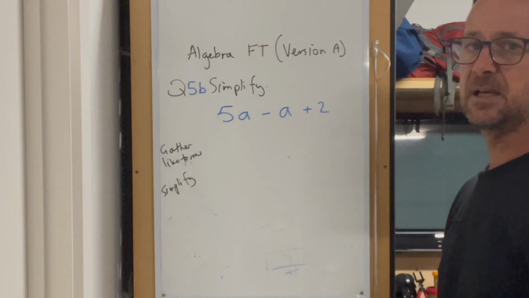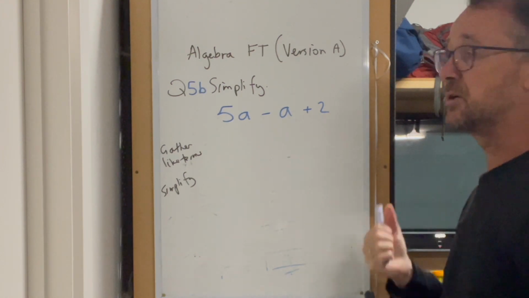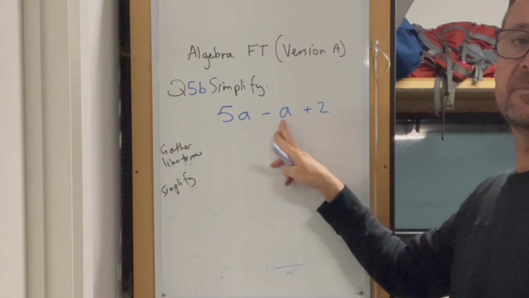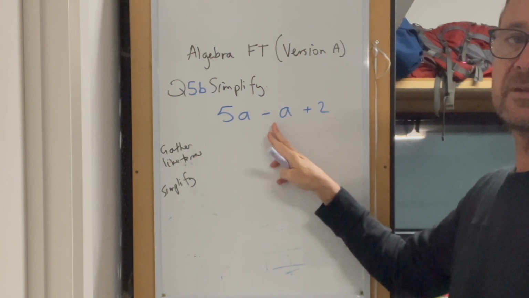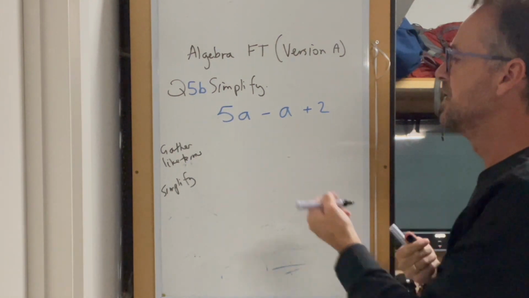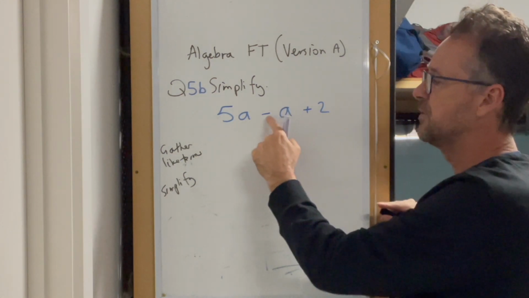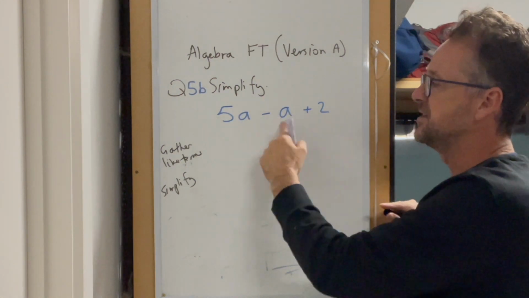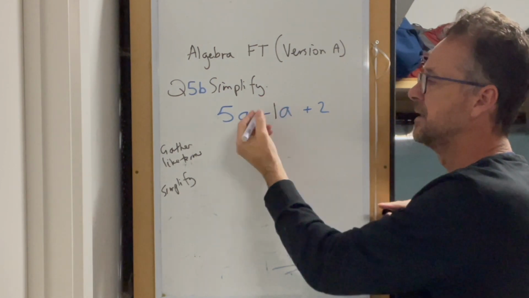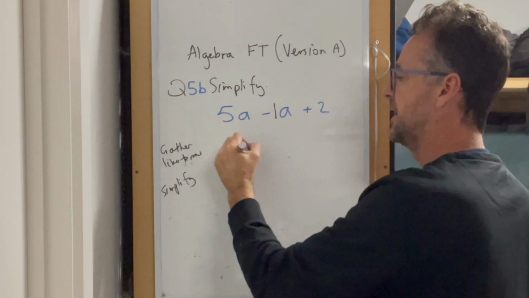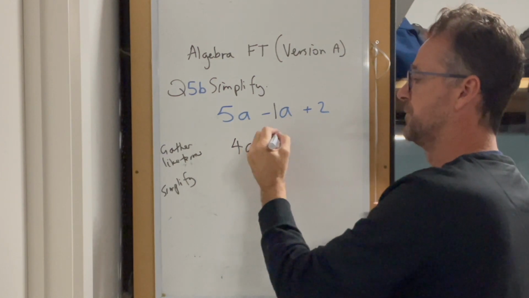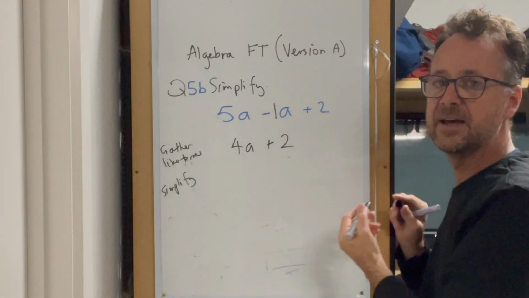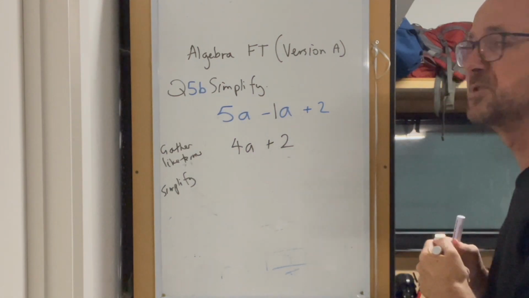In this case, if we think back to the first question of this paper, we know that at the beginning of a variable where there's no number, that number has to be a 1, okay? So in actual fact, that's negative 1a. So 5a take away a is like 5a take away 1a. Okay, so that's going to give us 4a and then just plus 2. Okay, so in this case, the terms are already gathered and the simplification just comes in one single step.